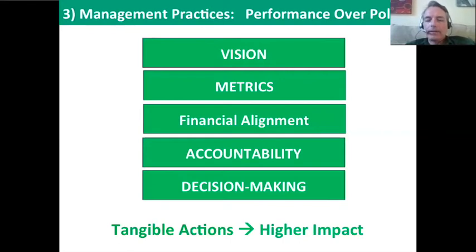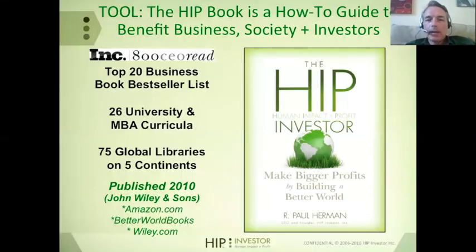And then finally, decision making. How do these impact criteria integrate into all aspects of the organization, including performance reviews? Do individuals get promoted or not based on their achievements of impact? In capital allocation, are we allocating to the highest capital?